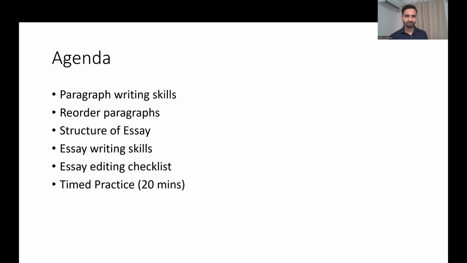Then we're going to look at the structure of the essay. Now, what's the structure? Obviously, you've got introduction, you've got body, and then you've got conclusion. So we're going to look at that. Then we're going to look at essay writing skills, and then we're going to talk about essay editing skills. Now, we have done editing skills in part 1. We're going to revisit that. And then we're going to do a time practice where you will write an essay, and I will share with you a proper written essay, but you will do that exercise with me, and that will be timed, and you will use your 20 minutes to write an essay.